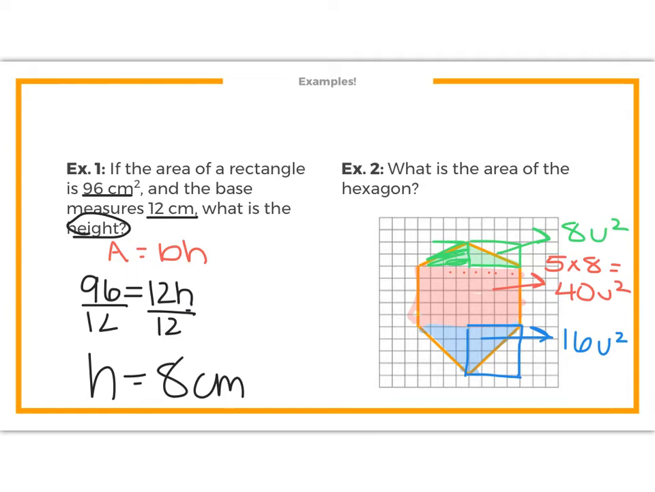Now I need to do some math, so I have 8 plus 40 plus 16. When you add all of that up, you should get 64 units squared.